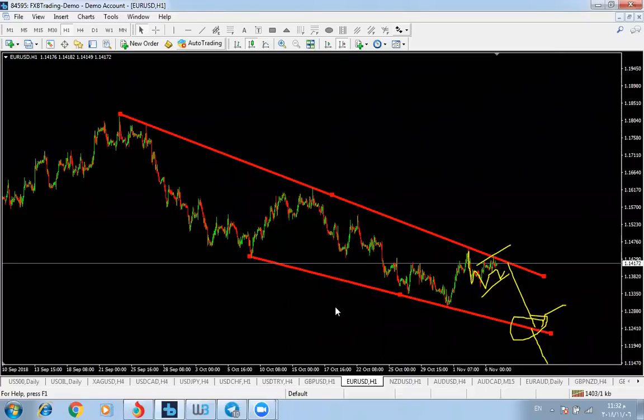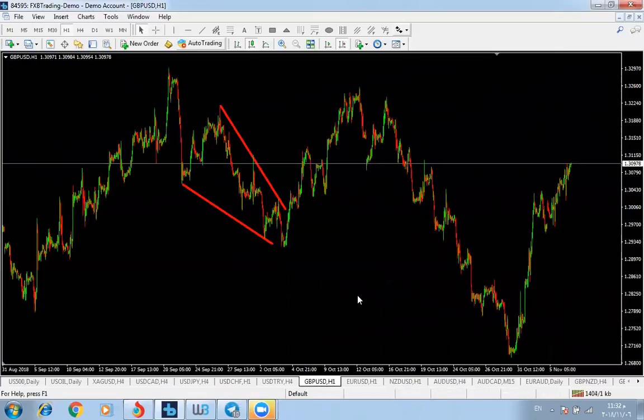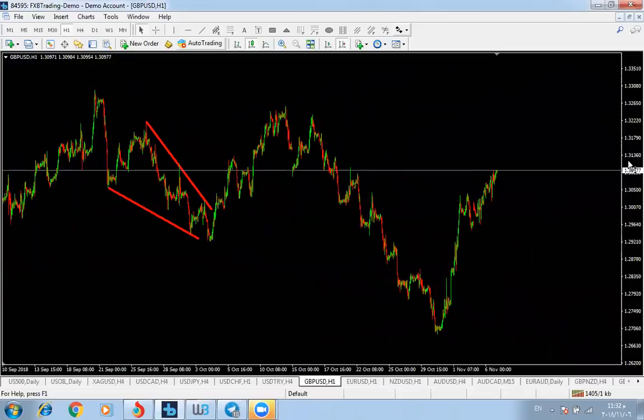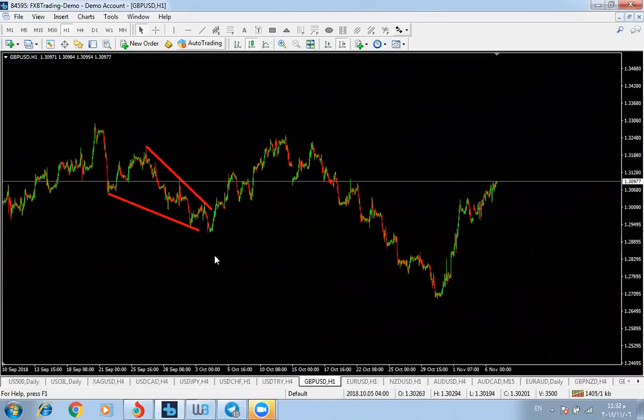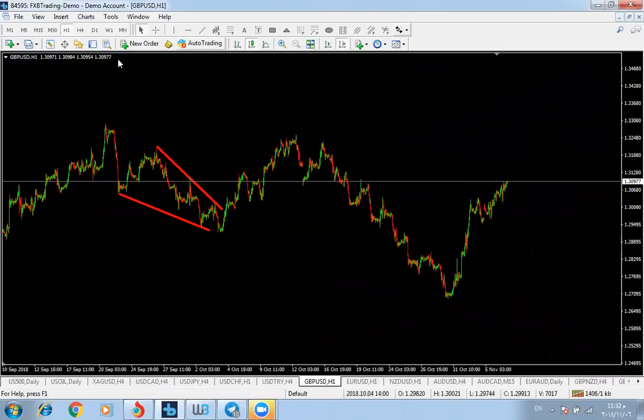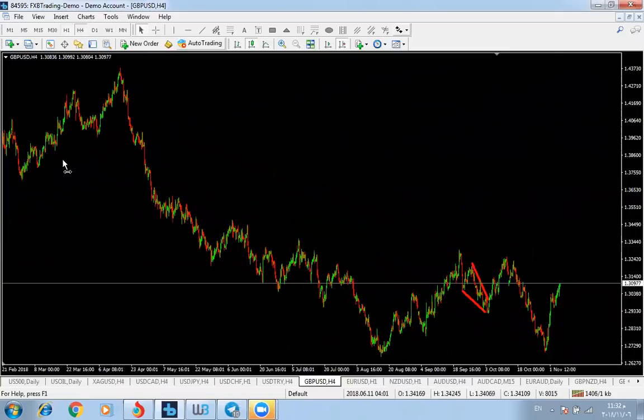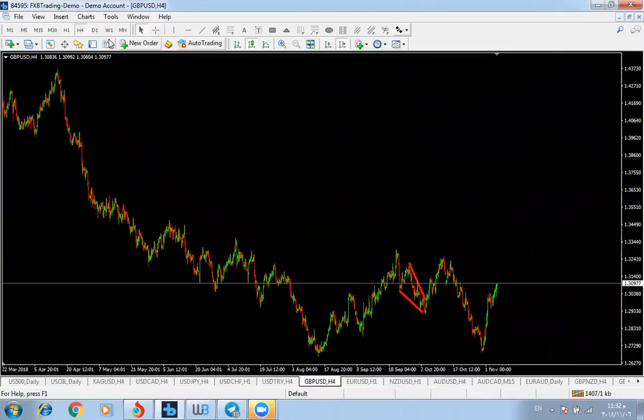We move to the pound. At this stage, the pound is pushing to the upside. We will show you something very important in the 4-hour time frame. Let me show you.